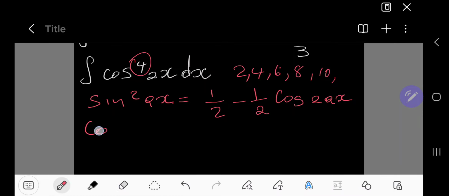If we are given also cos squared ax. So when given this, I was disturbed by a call.